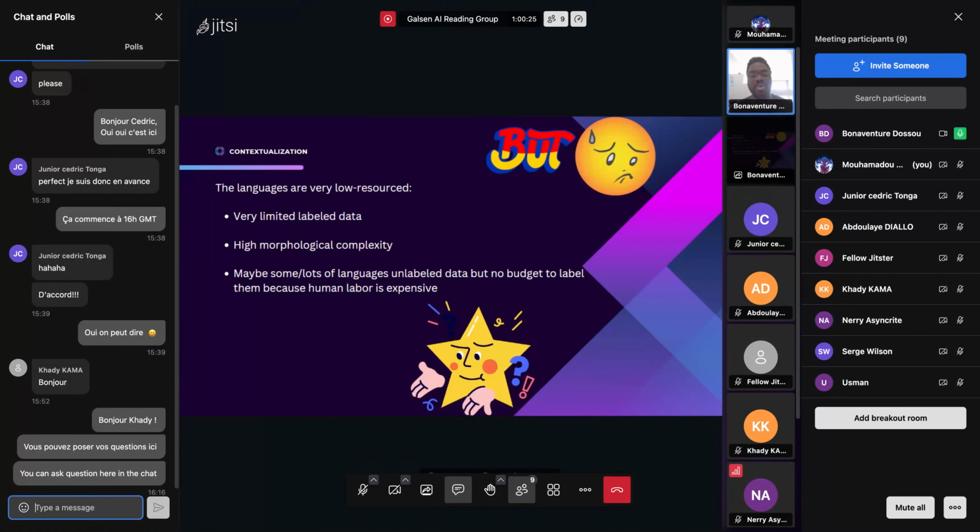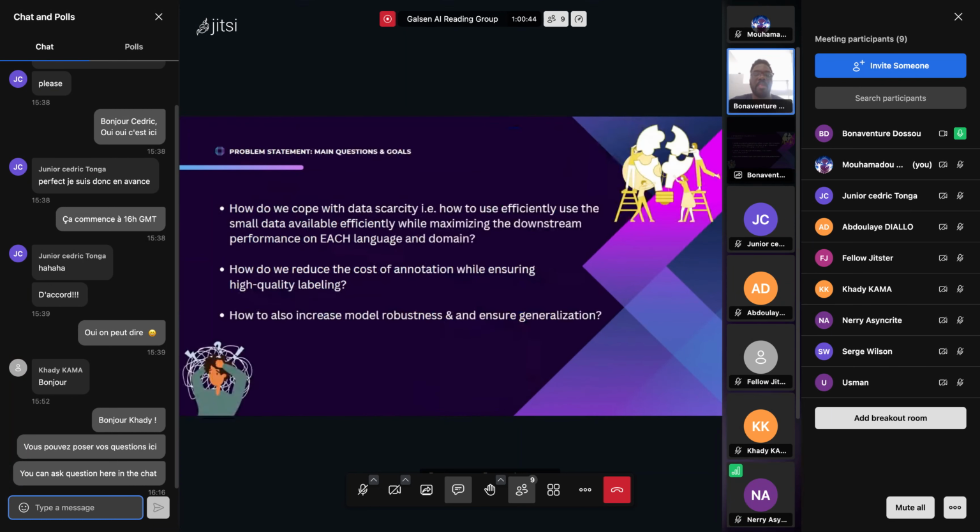And you have lots of unlabeled data, but you don't have enough budget, for instance, to label them because it's expensive. For people to listen to those, transcribe, and put down whatever has been said in those languages using those accents is actually expensive. It's not easy. It's not a trivial task.